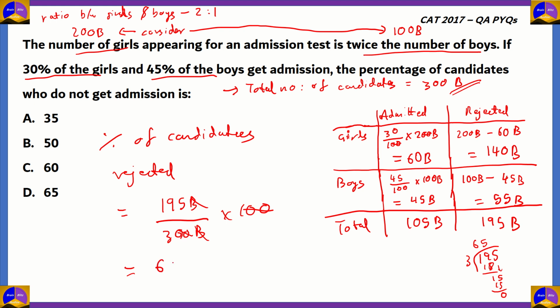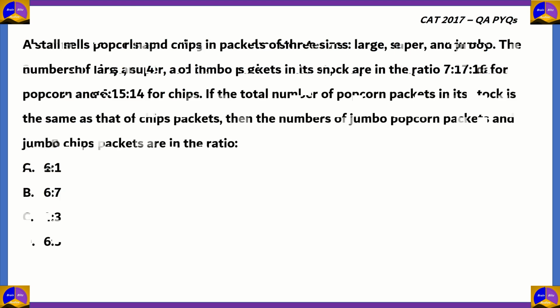So therefore, the percentage of candidates who were rejected from the admissions test, who do not get the admission, is option D, 65. So 65% of candidates did not crack the admission test. The other options turn out to be incorrect because by using the method that we just did, we just found out that the percentage of candidates who got rejected are 65% of the candidates. Now let's look at the next question.